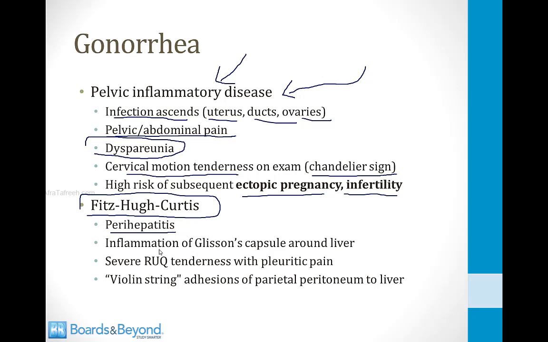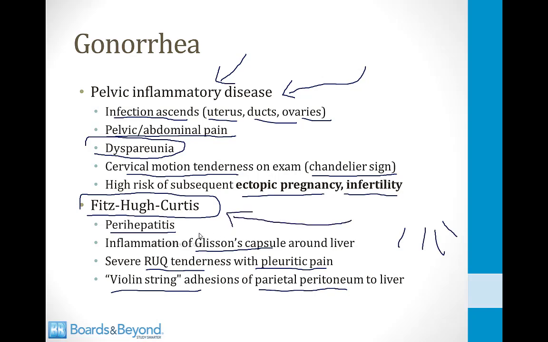Fitz-Hugh-Curtis syndrome is inflammation of Glisson's capsule around the liver, and these women present with severe right upper quadrant tenderness, and they also have pleuritic pain. So when they take in a breath, they move the diaphragm against the liver and it gives them pain. A classic finding in the OR is something called violin string adhesions of the parietal peritoneum. So when you pull the parietal peritoneum off the liver, you will see strings of adhesion that look like violin strings, and that's a finding consistent with Fitz-Hugh-Curtis syndrome.